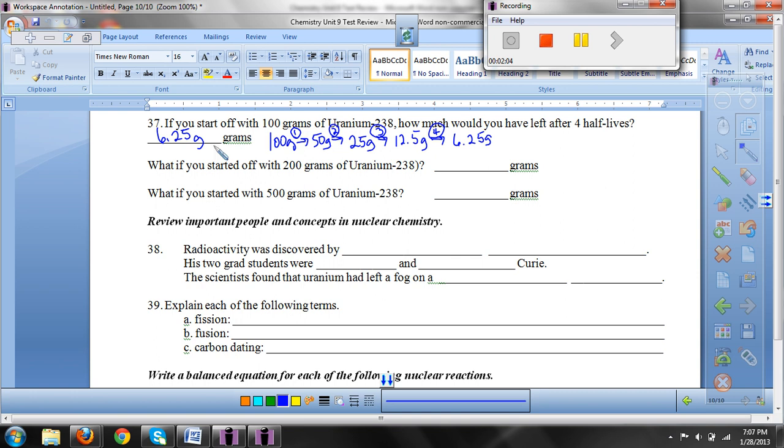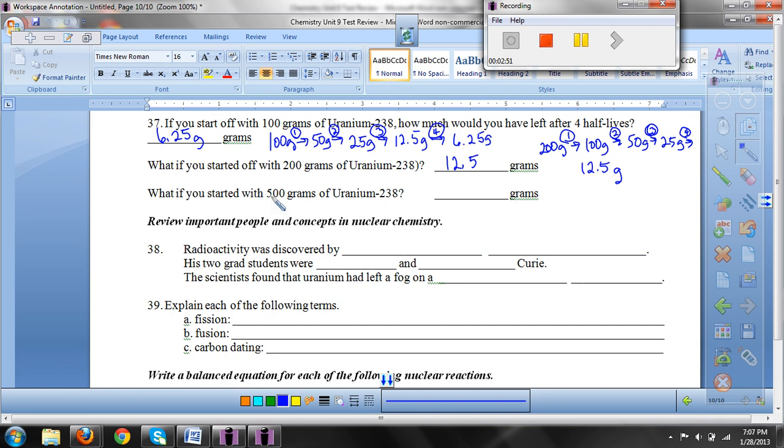answer the next part. It said, what if you started off with 200 grams? Well, isn't 200 grams twice as much as 100? So 6.25 times 2 is 12.5. If you don't want to do it that way, do 200 down to 100, first one. Down to 50 grams is your second one. Down to 25 grams is your third one. And then down to 12.5 grams is your fourth one.